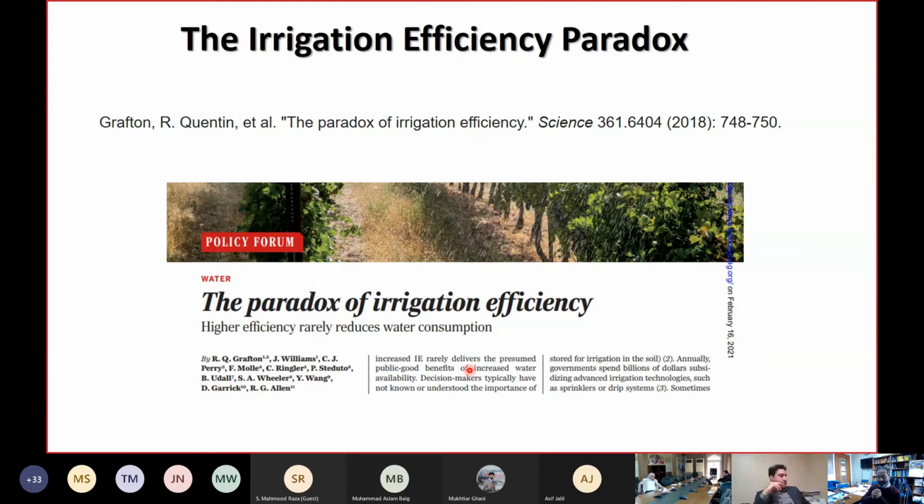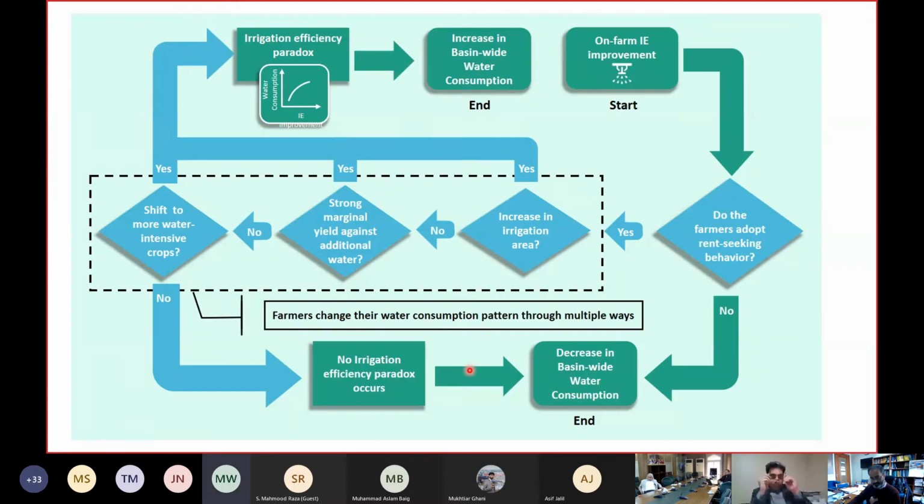In fact, high efficiency rarely reduces water consumption, and your water footprint actually becomes larger. This is from a review article in the journal Science, but it is a very well-known phenomenon. So what really goes on here? Let me walk you through this little chart, which explains it a bit. You make some sort of on-farm irrigation efficiency improvement. This is the starting point. Now farmers behave as humans do. Sometimes they fall into so-called rent-seeking behavior: once they see that they have water available in excess of their needs, they don't simply leave the water that is not useful to them, but divert it to other uses. So what can they do? They would increase their irrigation area if they are saving water on a particular crop, or they would shift to a more water intensive crop. All of these things are possible.